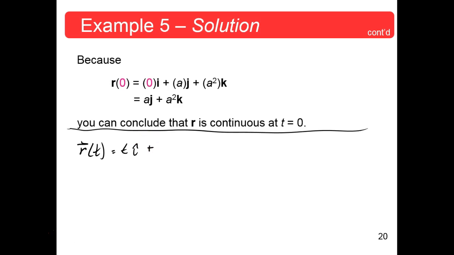r of t is equal to t i plus the square root of t plus 1 j plus t squared plus 1 k. It says here again, determine the intervals on which the vector valued function is continuous. This is a different sort of problem. Determine the intervals.